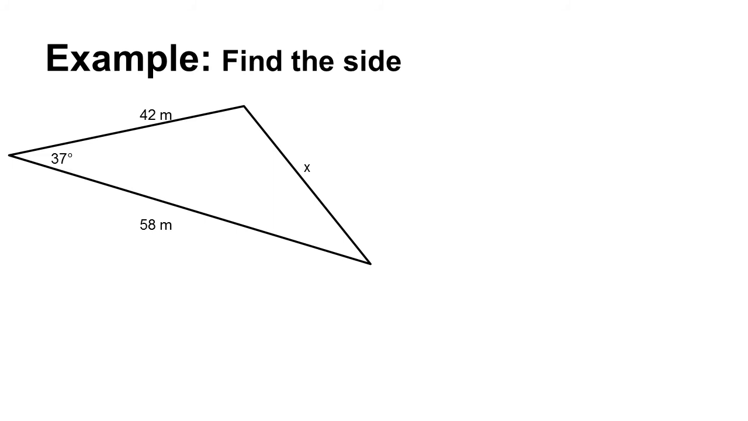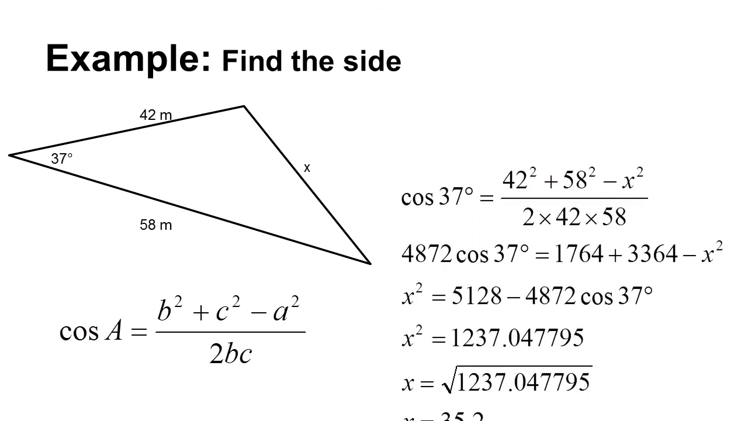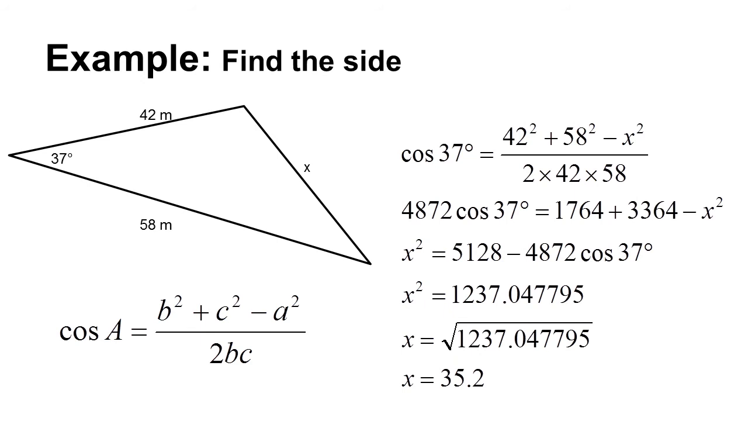Here's another example. In this triangle, we know the angle 37 degrees, and we know two of the sides, the two adjacent sides, notice, 42 meters and 58 meters, and we're asked to find the third side. There's the cosine rule once again, and you note that b and c are the two sides that are adjacent to the angle.